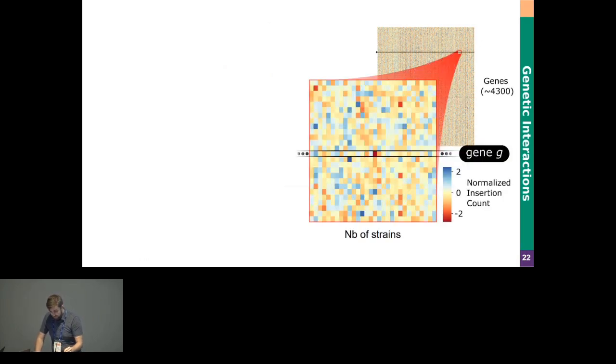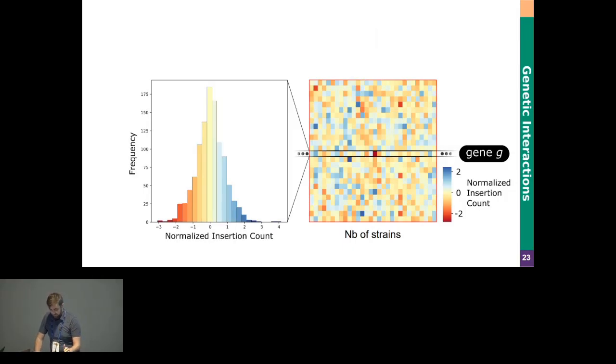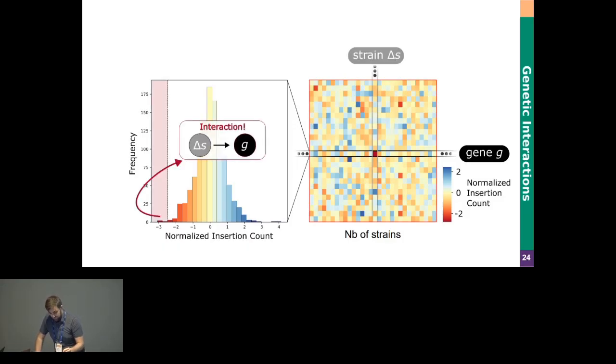When we zoom in on a region, we can see the insertion values for a given gene G in the row, which are distributed this way, where the vast majority of the normalized counts are low. The gene deleted in the KO strain, for instance delta S here, is associated with extreme negative values for a given gene, and these are declared to be in synthetic lethality with the gene.